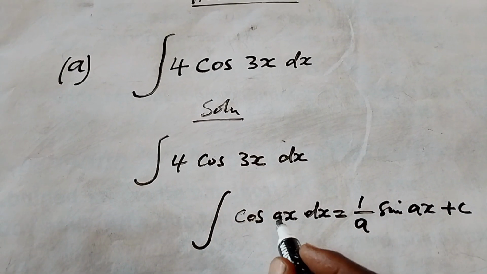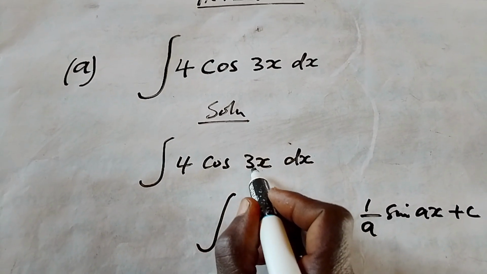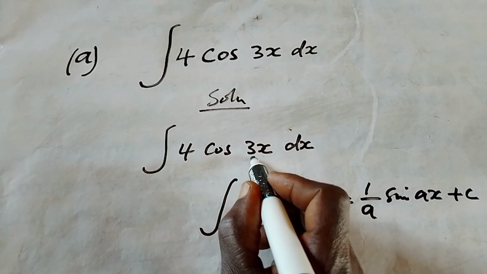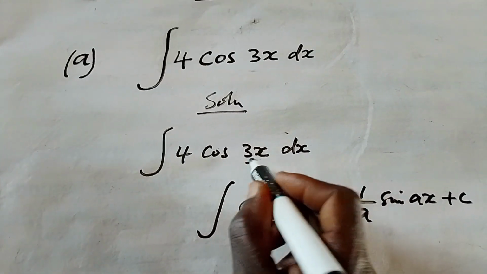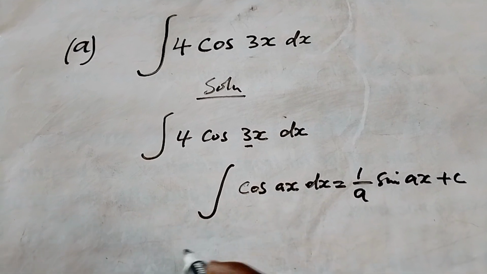So a is the coefficient of x. For example, here our coefficient of x is 3. You can see it here. This will be our a. So let's move straight to the solution.